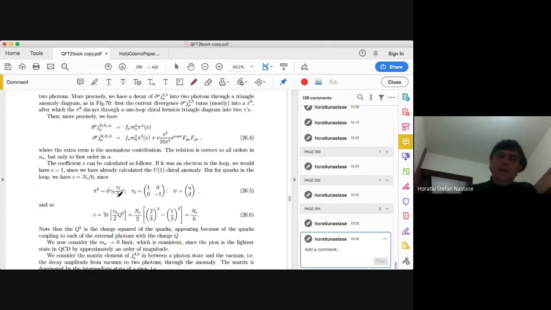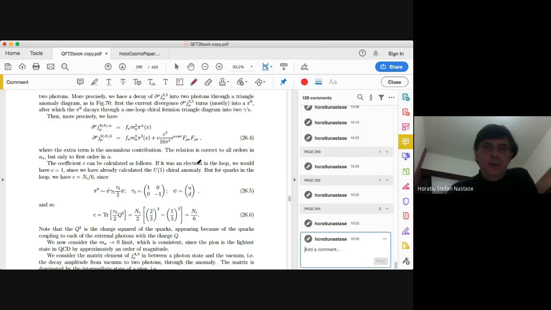In QED, in principle, if we go to higher loops, we can consider higher loop corrections, and then we could have more than two photons. Now, as I said, if this C is put here, we calculated it for QED. So if we had one electron, then we would have C equal one. This is the U(1) chiral anomaly that we've calculated for one fermion.